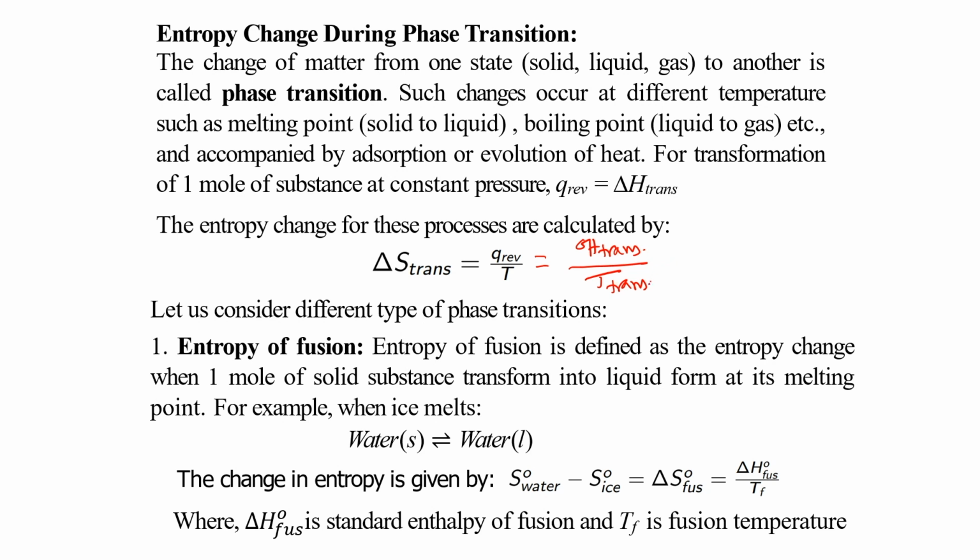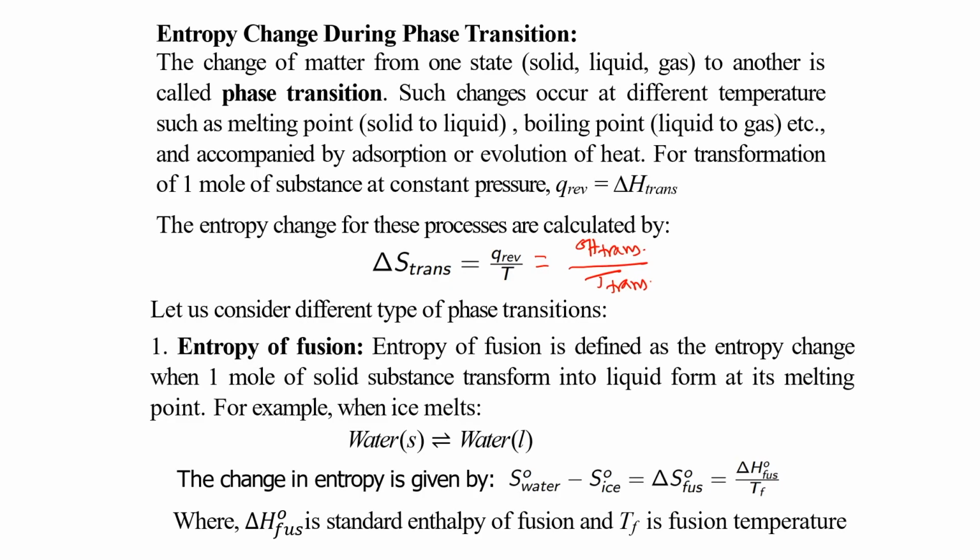Suppose we have liquid water and we heat it up, at 100 degrees Celsius and 1 atmospheric pressure, we get water vapor. So the transition temperature for liquid water to vapor is 100 degrees Celsius or 373 K. And delta H transition: if we start with liquid water and heat it up, we get water vapor. So we are giving heat to the system, so delta H is positive here.